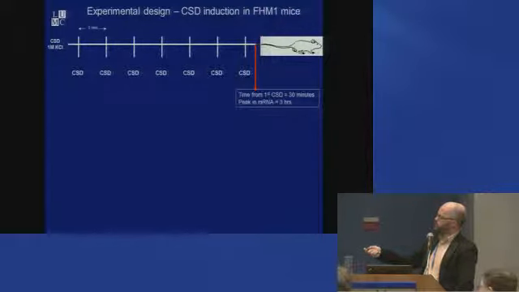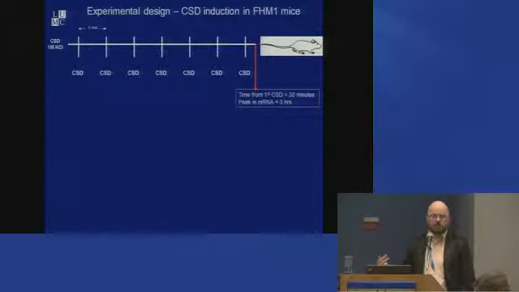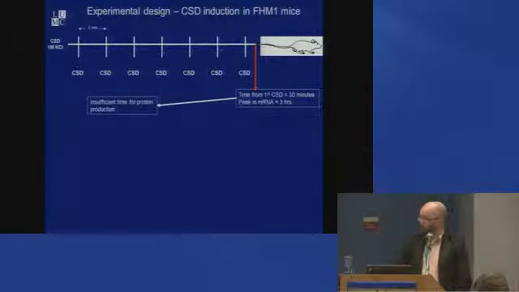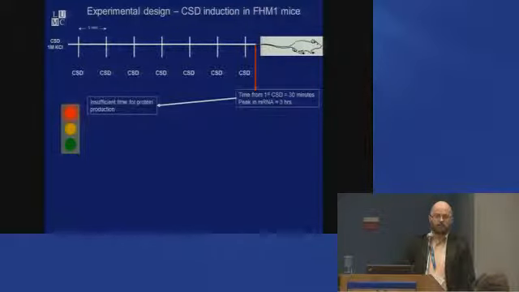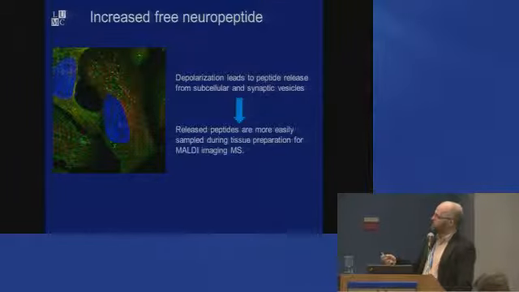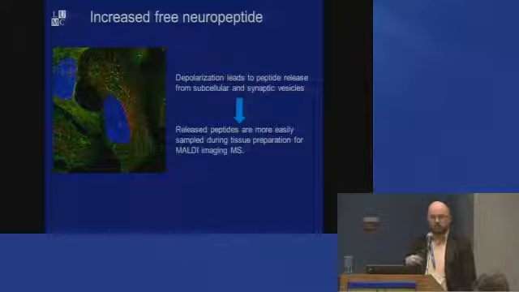And we know from different experiments that the peak in mRNA production following CSD is about 3 hours. So we just simply haven't had enough time to actually produce new protein, which is why we don't see any changes on the protein level here. So insufficient time for protein production. That also means there's insufficient time for the production of the neuropeptide precursor proteins. And what we think is happening is that the depolarization of the cells leads to massive release of the subcellular vesicles, and so the neuropeptides and metabolites are being released in that manner.